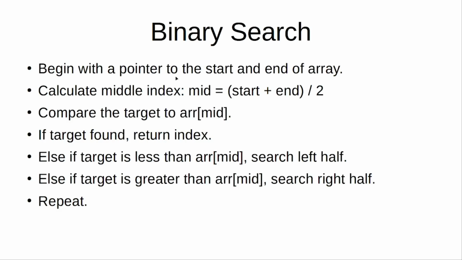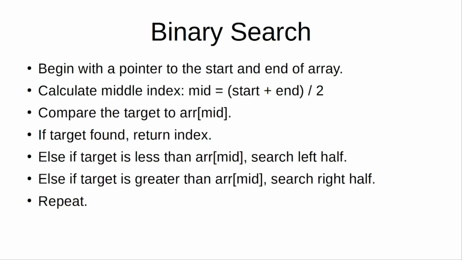So you begin with a pointer to the start and the end of the array, and you calculate the middle index as middle is the start plus the end divided by 2. That gives us the middle index. You compare the target to the middle of this array, and then if the target is found, you return the index. Else if the target is less than whatever the middle is right now, search the left half. Else if the target is greater than the element that you're searching at the middle, search the right half. And you're going to repeat this process.